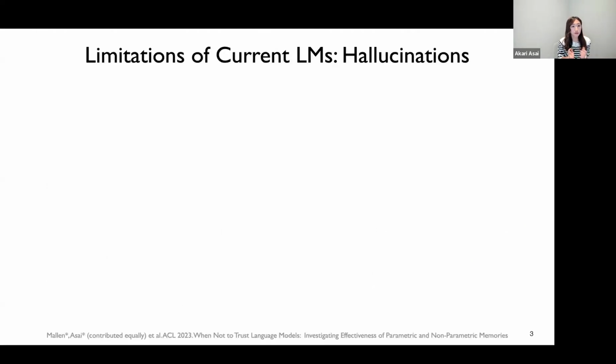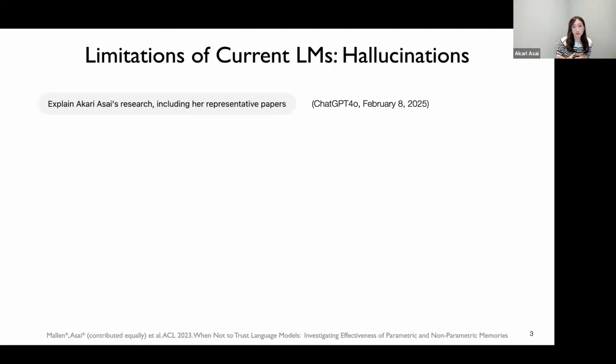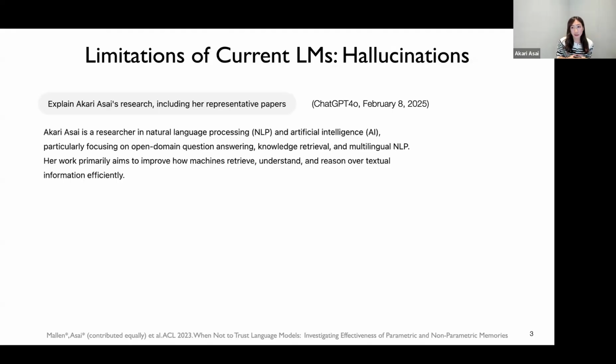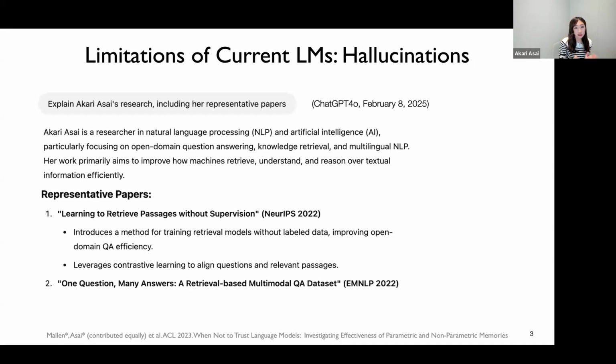However, many of us have already noticed significant limitations in such parametric language models. One of the most well-known issues is hallucination, where the model generates outputs that contain a lot of factual errors. For example, I asked ChatGPT to explain my research and list some of my representative papers. Initially, the model correctly identified me as a researcher working on question answering, which is accurate. However, things quickly went wrong when it started generating a list of paper titles.